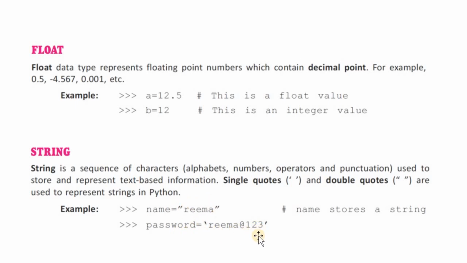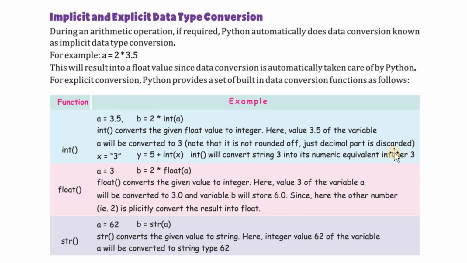Another example. Now finally, data conversion. During an arithmetic operation, if required, Python automatically does data conversion, known as implicit data type conversion. For example, here a is equal to 2 into 3.5, and this will result in a float value.